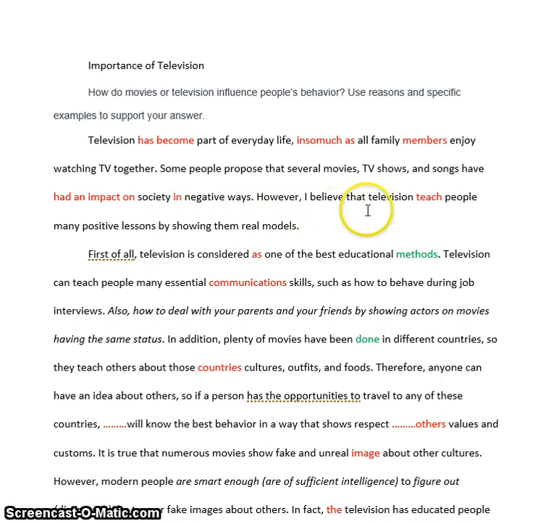However, I believe that television is third person, so we need teaches people many positive lessons by showing them real models. Very good. So you have answered the question in your introduction. Well done.